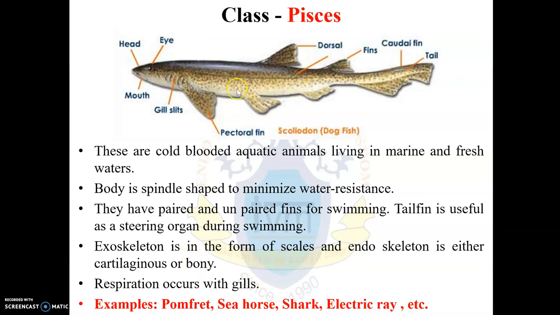Exoskeleton is in the form of scales and endoskeleton is either cartilaginous or bony. Respiration occurs with the help of gills. Over here you can see gill slits are present. Picture shows a dogfish with several organs like eye, head, mouth, gill slits, fins, etc. Few more examples are pomfret, seahorse, shark, electric ray, etc.